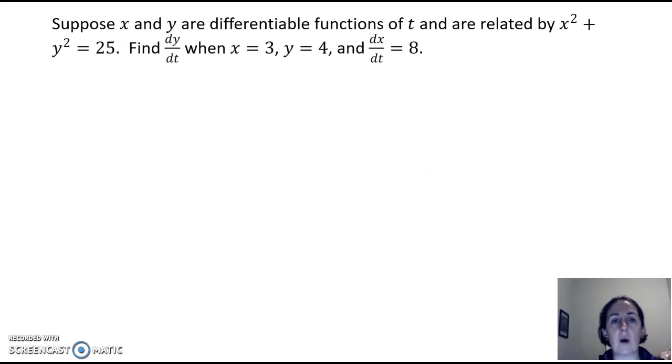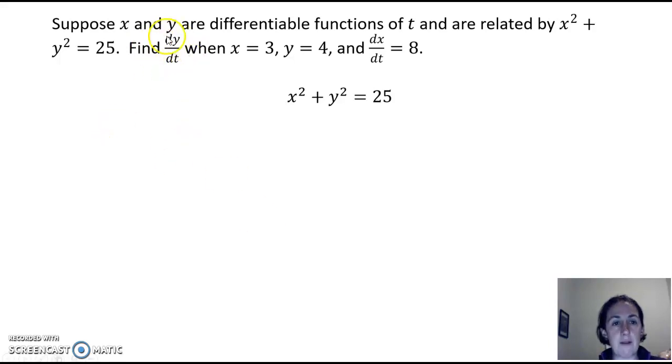If you know that x and y are differentiable functions of t, that means you can take the derivative of x with respect to t and that you can take the derivative of y with respect to t. And that we know x and y are related in that x squared plus y squared is equal to 25. Let's find dy/dt, the rate at which y is changing with respect to t, when we know that x is 3, y is 4, and that dx/dt, the rate at which x is changing with respect to t, is 8. So we'll start with that given relationship that we had, x squared plus y squared equals 25.